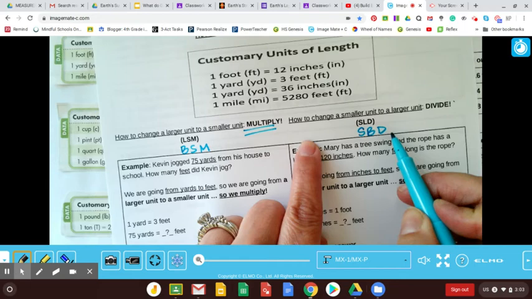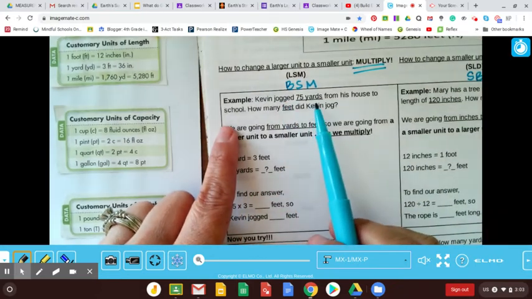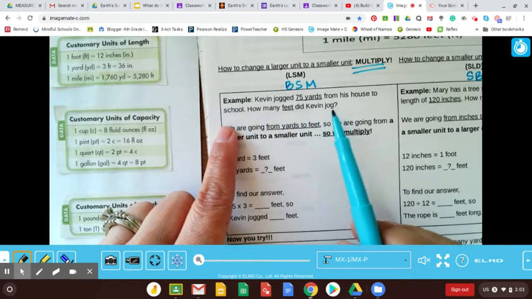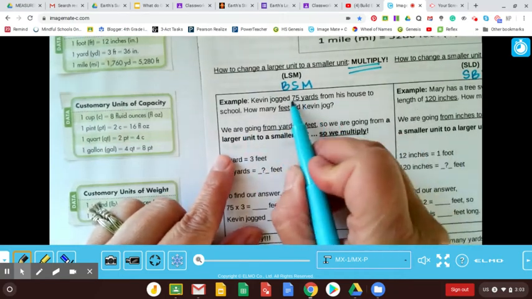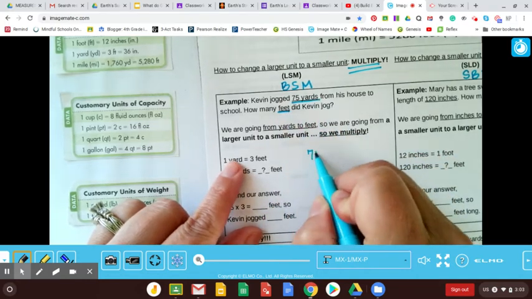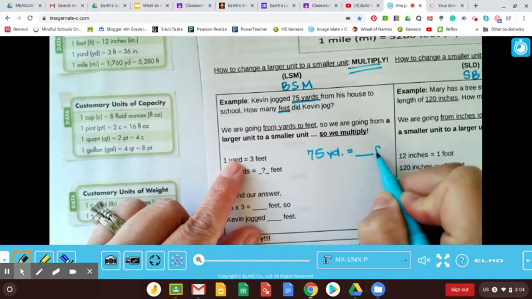All right, let's get started on some of our questions. Okay. Kevin jogged 75 yards from his house to school. How many feet did Kevin jog? All right, so we're going from yards to feet, right? 75 yards equals blank feet.